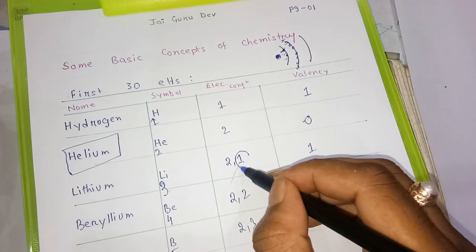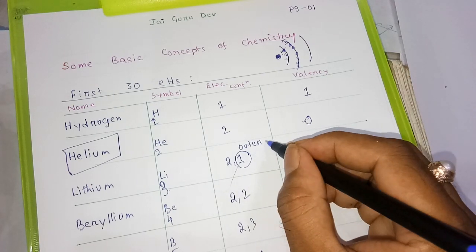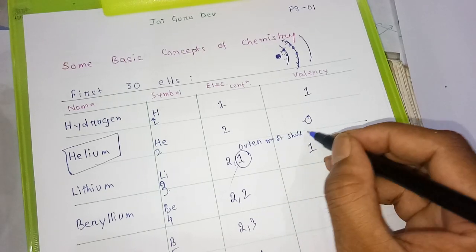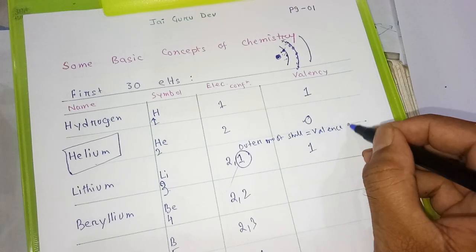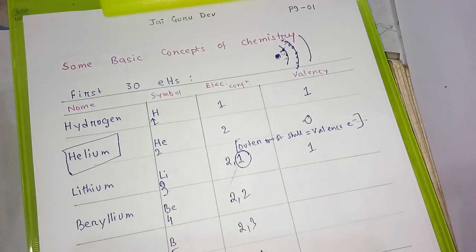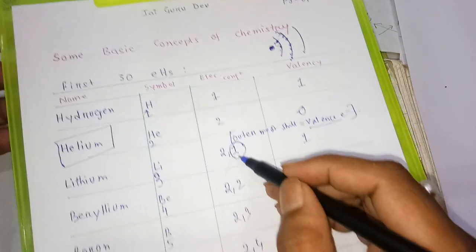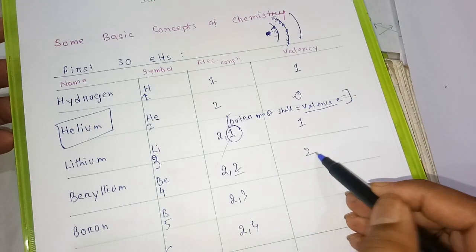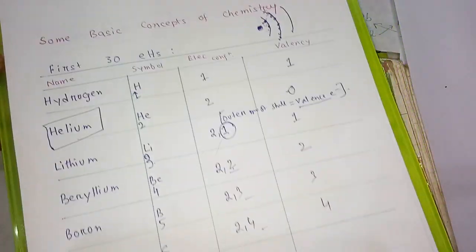Now the shell where the electron is present is called your outermost shell, and the electron present in this one is called valence electron. So this part you remember. And valency is another point. The number of electrons present in the outermost shell is your valence electron. Now valency is a different thing. If 2 electrons are there, the valency becomes 2. 3 electrons, 3. 4 electrons, valency becomes 4.